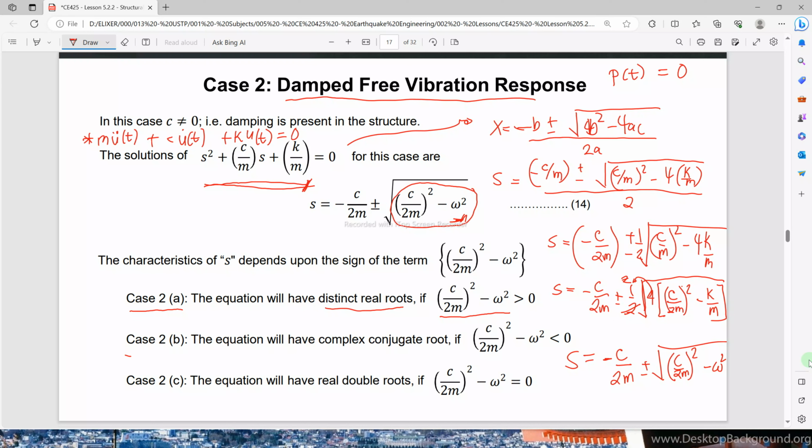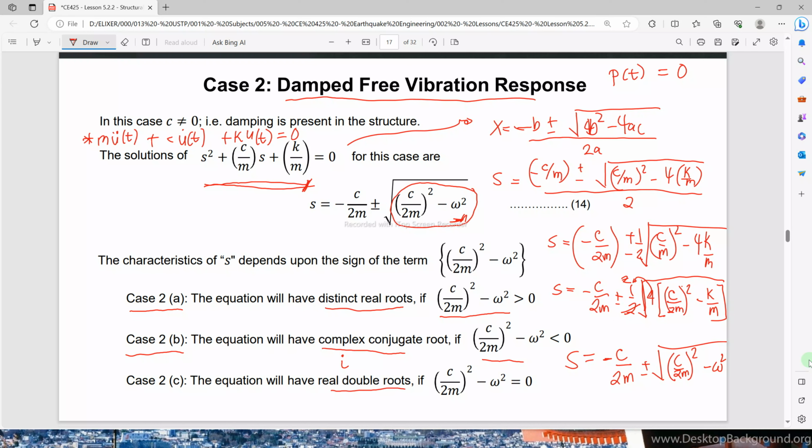In our case 2B, the equation will have complex conjugate roots. Complex means we have an imaginary part again, that is a negative square root, so we'll have i on case 2B. This is if c over 2m squared minus omega squared is less than 0. And if they are equal to 0, then we have real double roots.